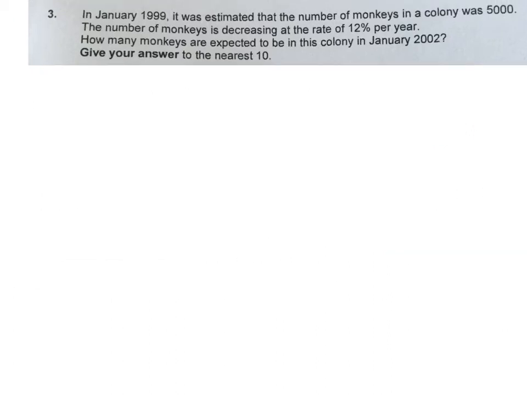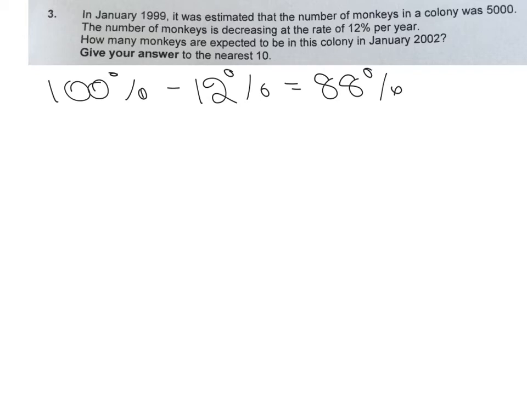So same question but the quick way. So first of all, we need to find our percentage multiplier. We are told that it's decreasing, so we're going to take our 100% and we are going to minus 12%. So we are left with 88%. So at the end of each year, we will end up with 88% of the original amount that we started with at the beginning of the year. So change that into a decimal, we get 0.88.